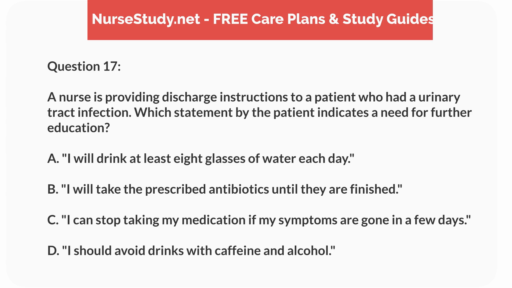Question 17. A nurse is providing discharge instructions to a patient who had a urinary tract infection. Which statement by the patient indicates a need for further education? A. I will drink at least 8 glasses of water each day. B. I will take the prescribed antibiotics until they are finished. C. I can stop taking my medication if my symptoms are gone in a few days. D. I should avoid drinks with caffeine and alcohol.